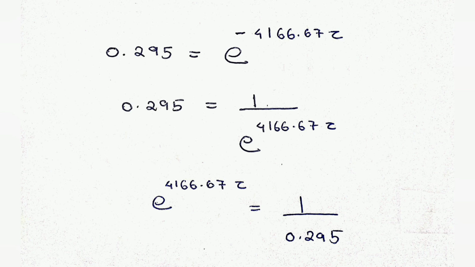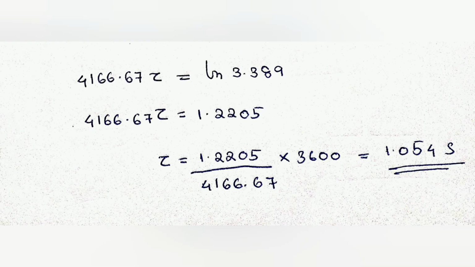0.295 is equal to e raised to, and by solving all that we get, minus 4166.67 tau. Which is equal to 1 by e raised to 4166.67 tau, moving to the left side, which is equal to 1 by 0.295, and we get 4166.67 tau is equal to ln 3.389. By taking the log we get this, and we get the value of tau as 1.054.